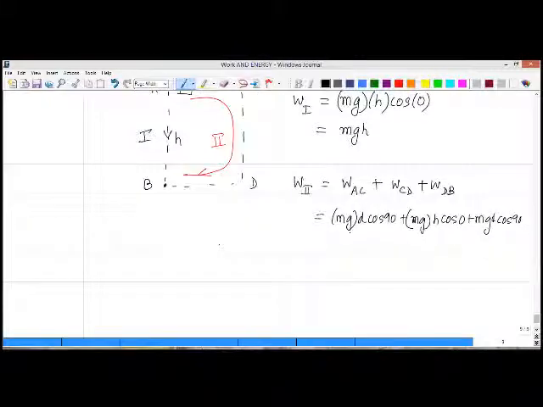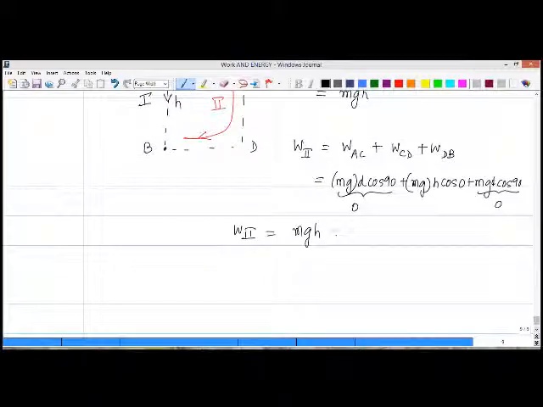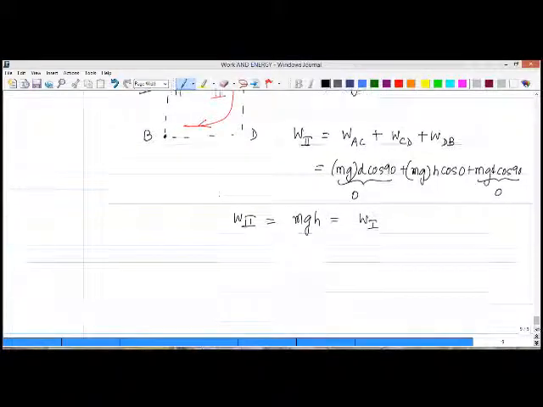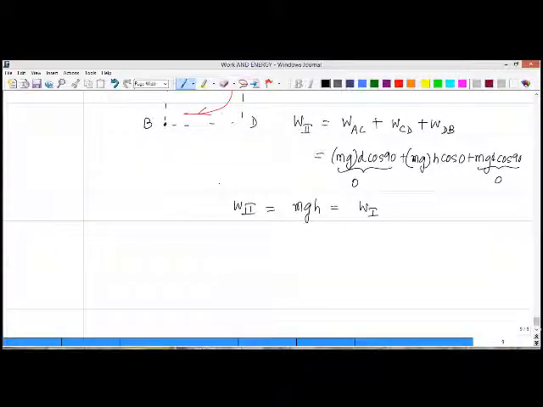Now what you realize is the work done along this part and here is 0, which is from A to C and then D to B, and all that we end up getting is that the work done along path 2 is simply equal to mgh, which happens to be equal to the work done along path 1. And with this simple poor man's calculation, we can actually say that gravity is conservative.